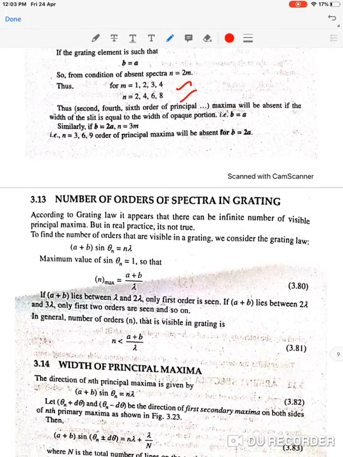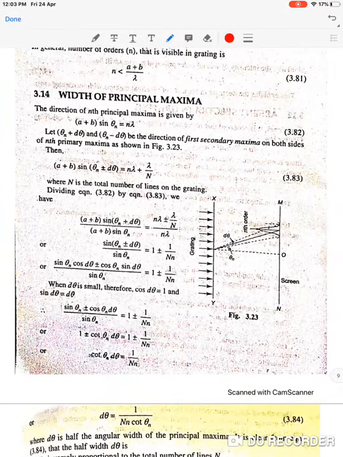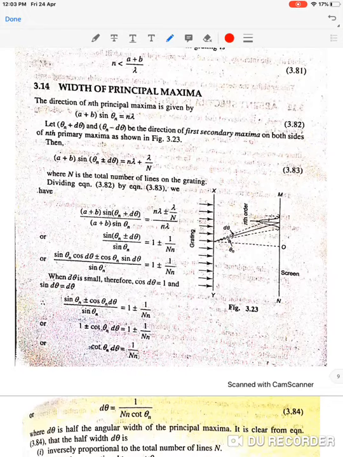Now a is the opening of the slit and b is the distance between the slits. From mathematical arrangements we can also find the width of the principal maxima.